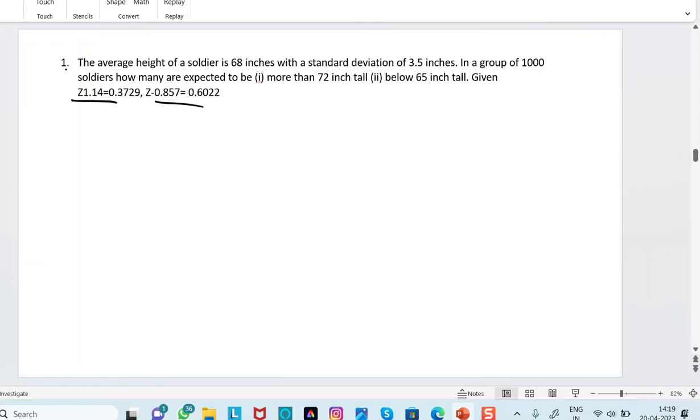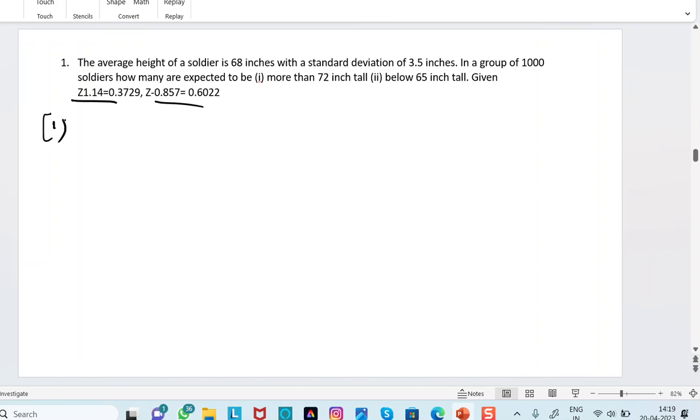We now start solving the problem. The average height of a soldier is 68 inches with a standard deviation of 3.5 inches. In a group of 1000 soldiers, how many are expected to be more than 72 inches tall, below 65 inches tall? We solve the first one.